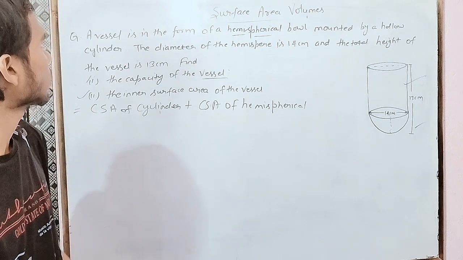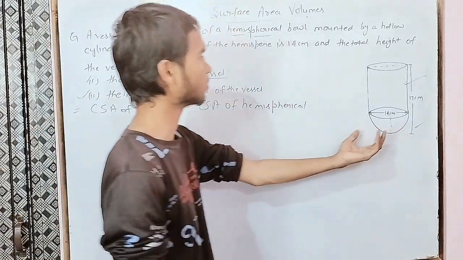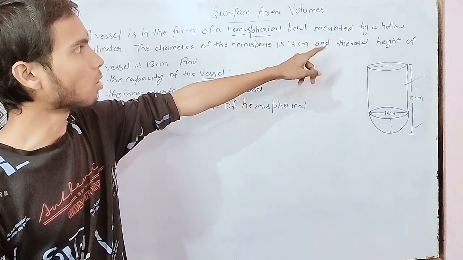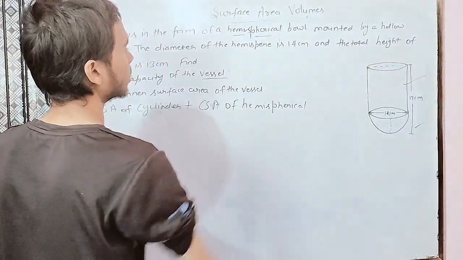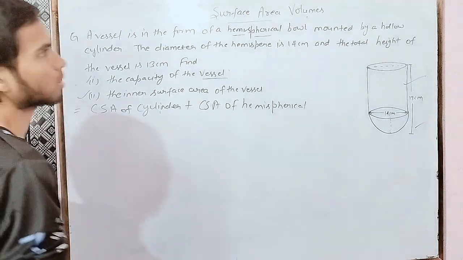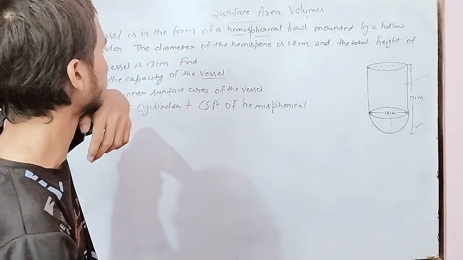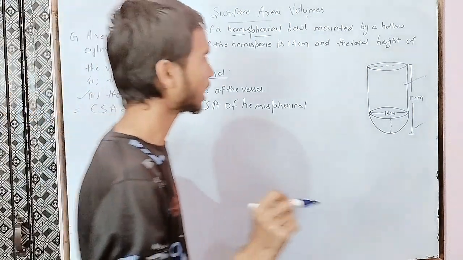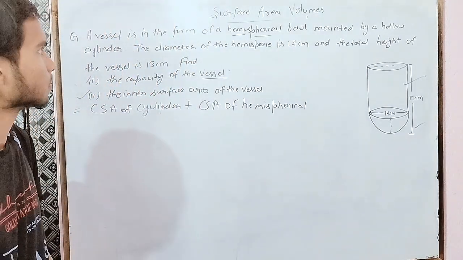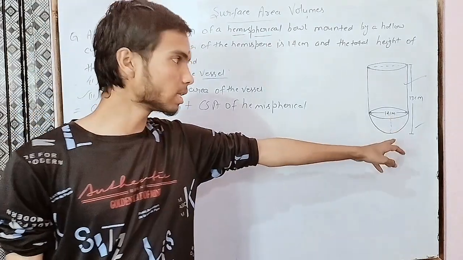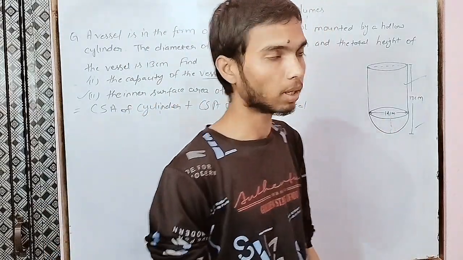So a vessel is in the form of a hemispherical bowl mounted by a hollow cylinder. The upper shape is a cylinder, and the shape below is a hemisphere. We have been given the diameter, which is 14 centimeter. We can find the radius of the hemisphere from the given diameter.